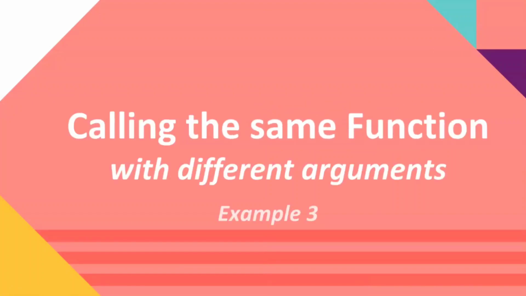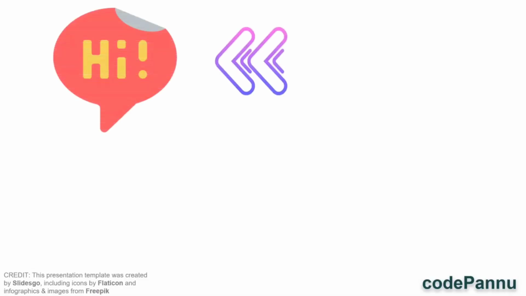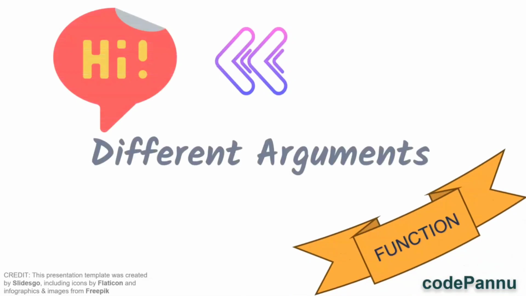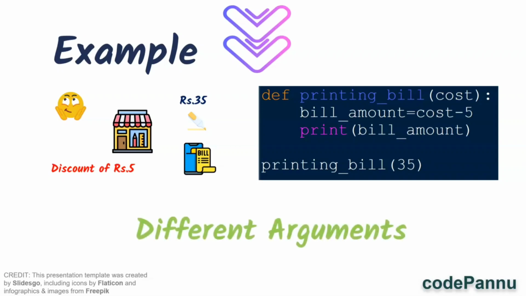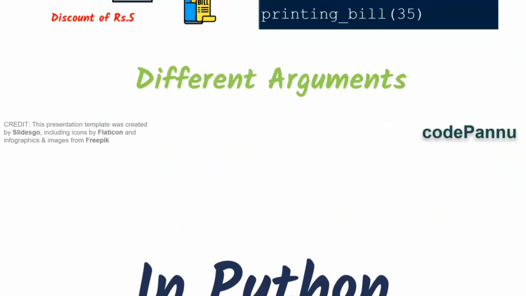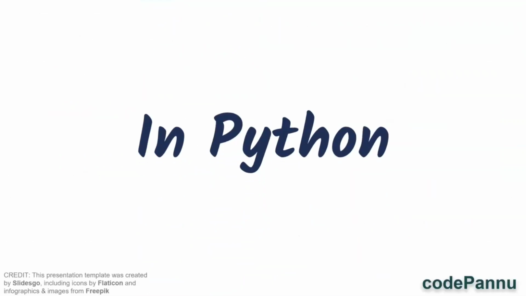Calling the same function with different arguments. Example 3. Hi! In the previous videos, we saw how to call the same function with different arguments. In this video, we are going to see the same example where we printed the bill at a shop. But this time, we are going to call the function with different arguments. Okay, let us go to Python and see the code which we wrote before.